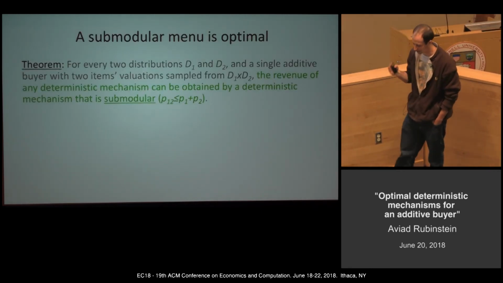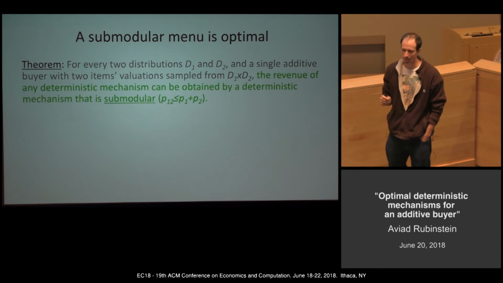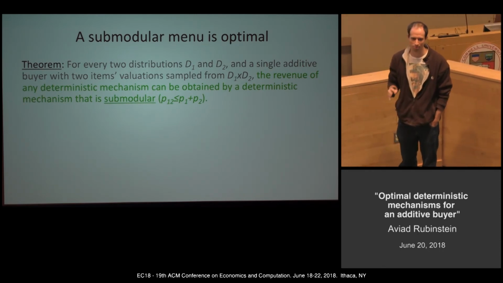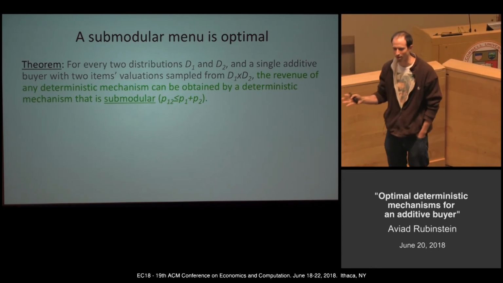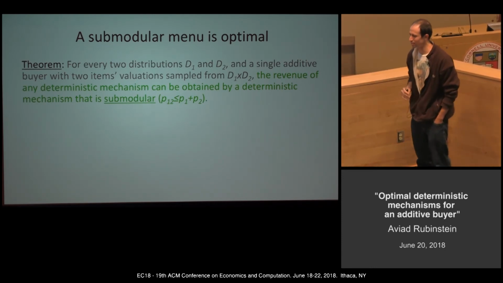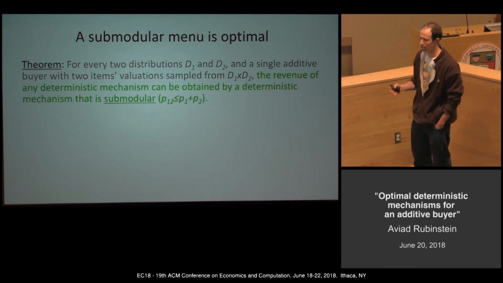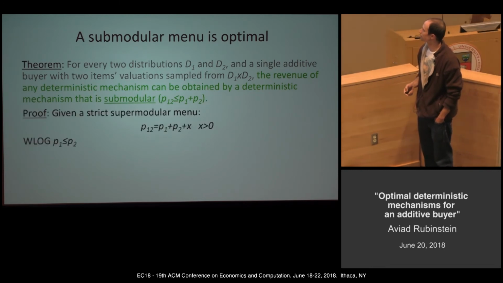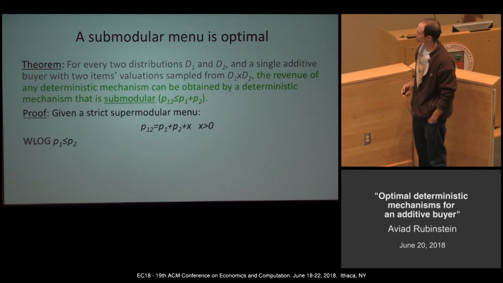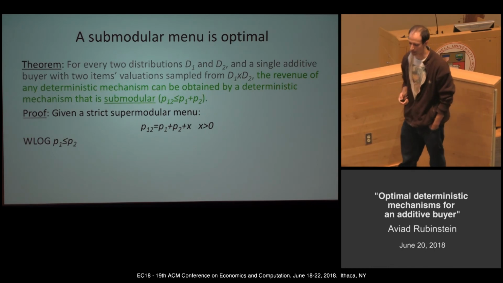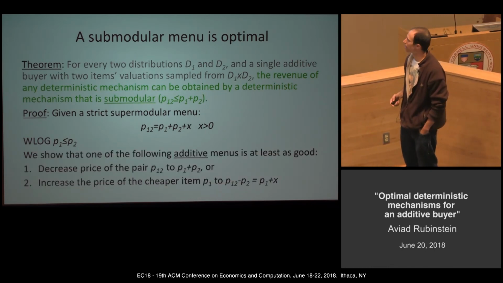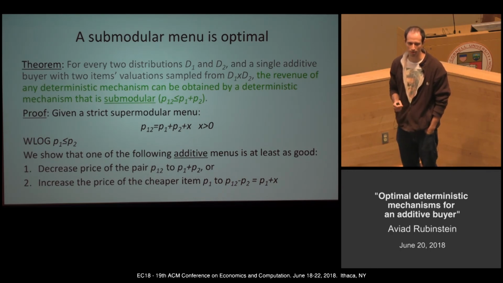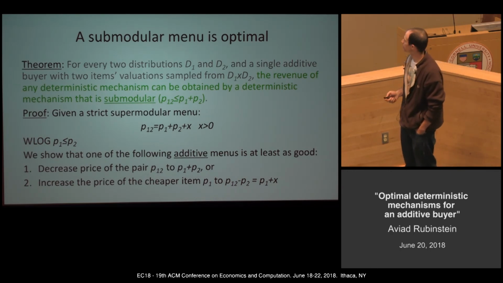Okay, so this is the formal statement. You have to be a little bit careful because I told you the optimum mechanism is submodular, but there might not be an optimal mechanism. So for every supermodular mechanism, there always also exists a submodular mechanism that attains as much revenue. Anyway, so the idea is to start with a supermodular mechanism and try to modify it into an additive mechanism without losing revenue.